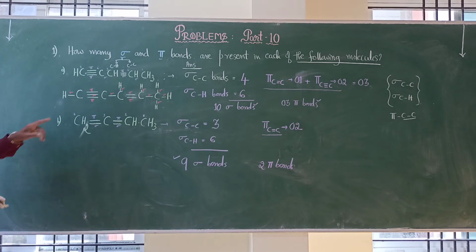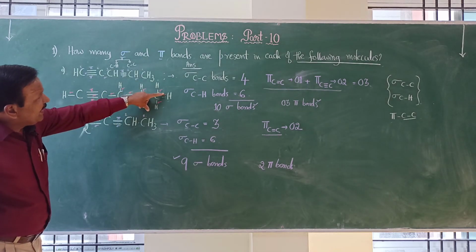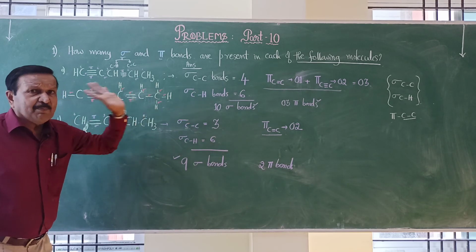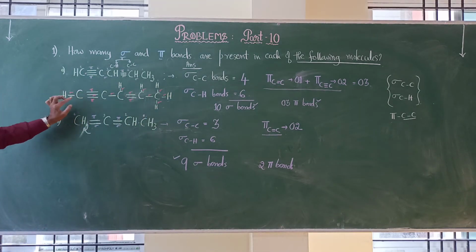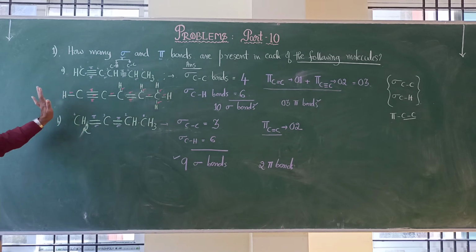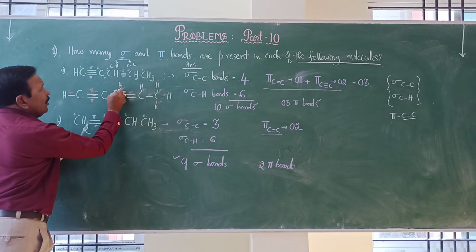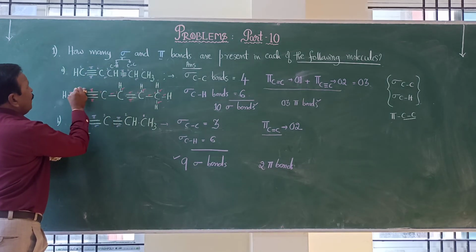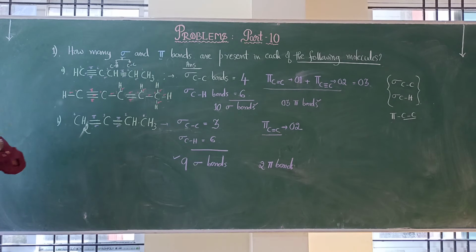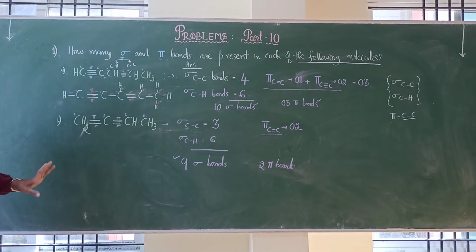So just count 1, 2, 3, 4, 5, 6, 7, 8, 9, 10. 10 sigma bonds. If you want particularly between carbon and carbon, 1, 2, 3, 4, so 1 less than the number of carbon atoms. Count the number of carbon atoms: 1, 2, 3, 4, 5. 5 carbon minus 1, so 4 carbon-carbon sigma bonds, and hydrogen, nothing to worry.